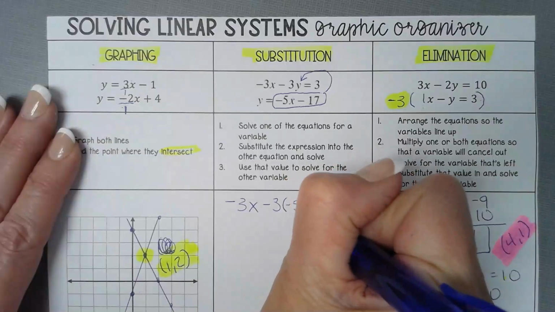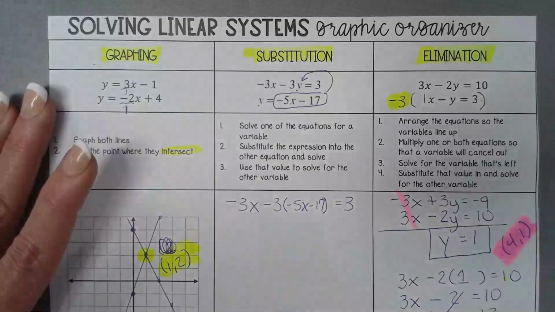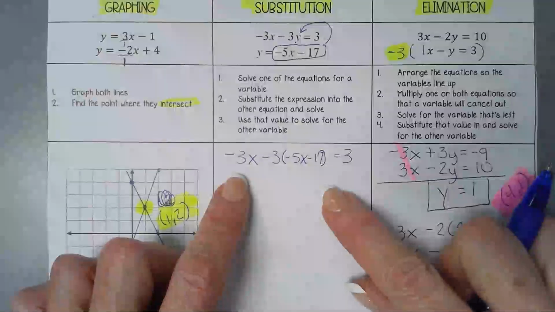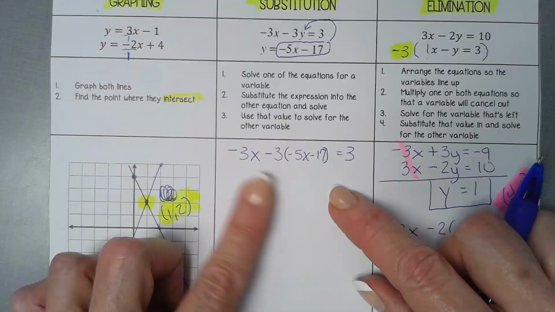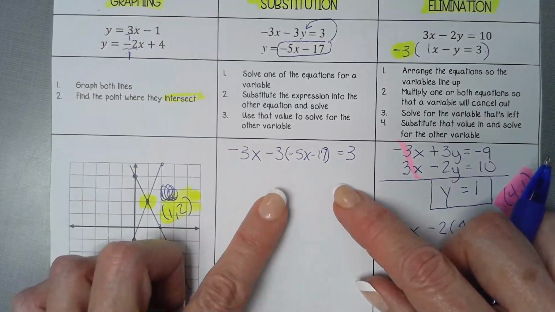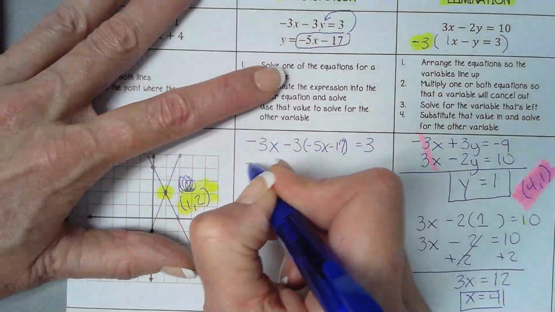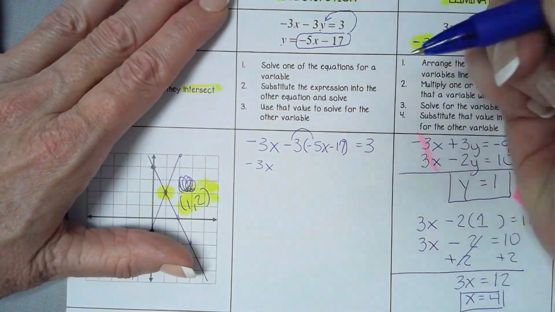Negative 5x minus 17. Did y'all do this in 8th grade? Does anybody remember? No? Okay. All right, so y'all, this is nothing but a multi-step equation now. That's all this is. So what's my first step to solve a multi-step equation? Starts with a D. Distribute. So I'm going to bring down my negative 3x, and now I'm going to distribute negative 3.